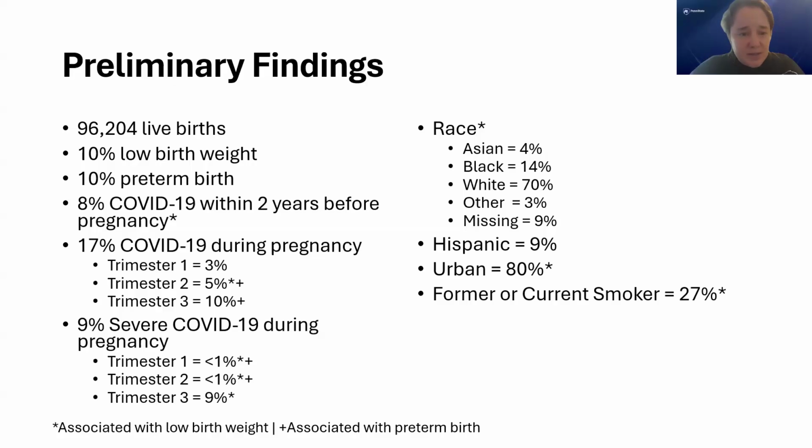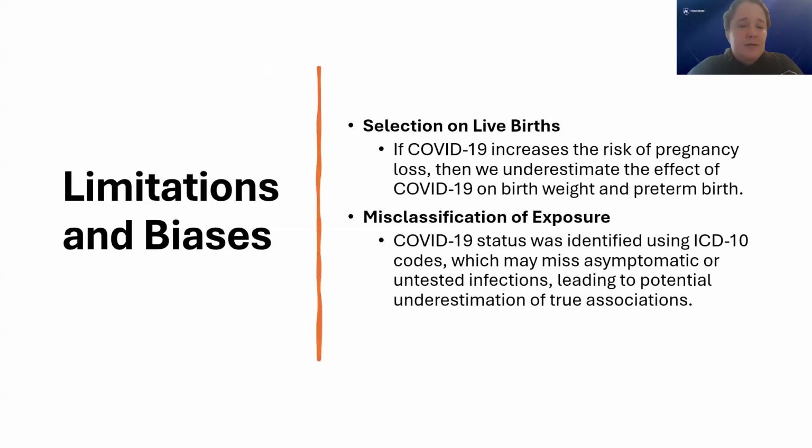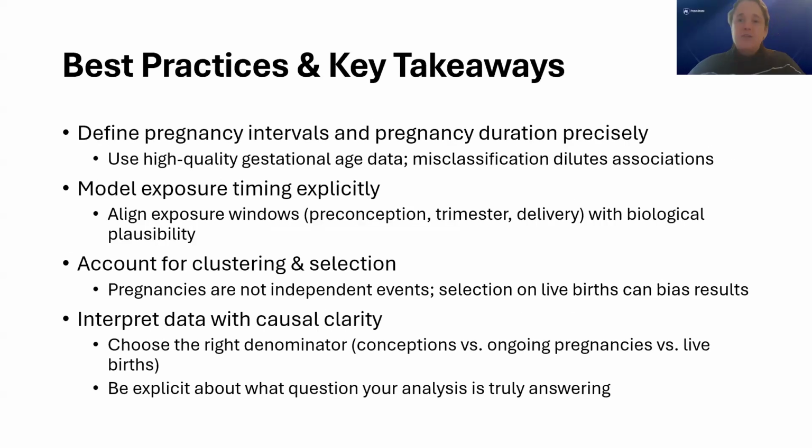Finally, race is associated with preterm birth and low birth weight in most studies and also in our study. So is being in an urban environment and being a former or current smoker. This is vulnerable to the same biases as the other two studies that we've already talked about. So these are the key takeaways.